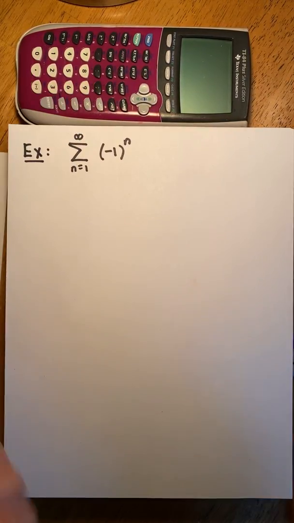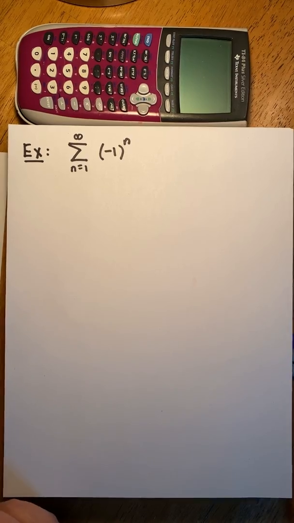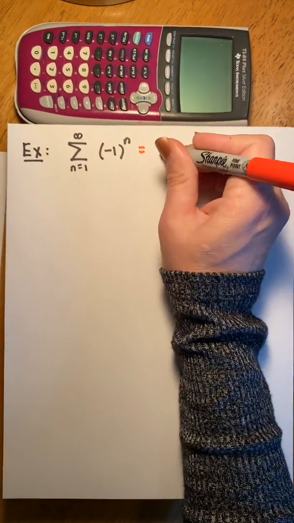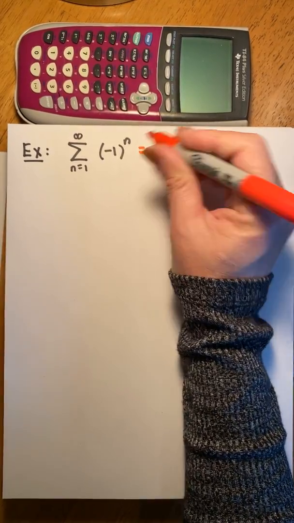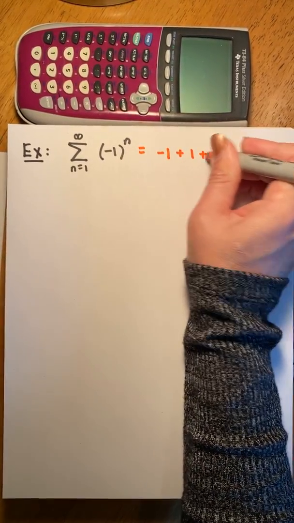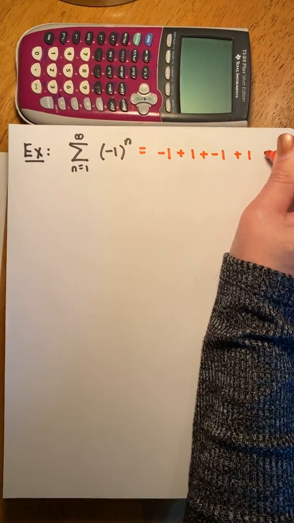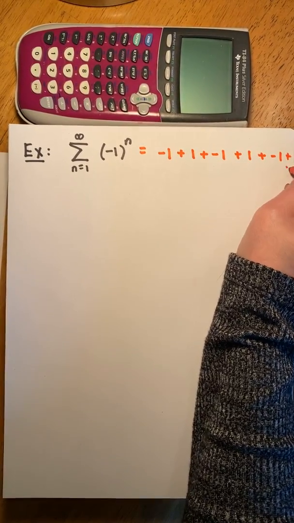All right, let's look at this series. So this series corresponds to the sequence -1 to the n. So if n is 1, my first term is -1. If n is 2, -1 squared is +1. So this is just the alternating sequence forever.